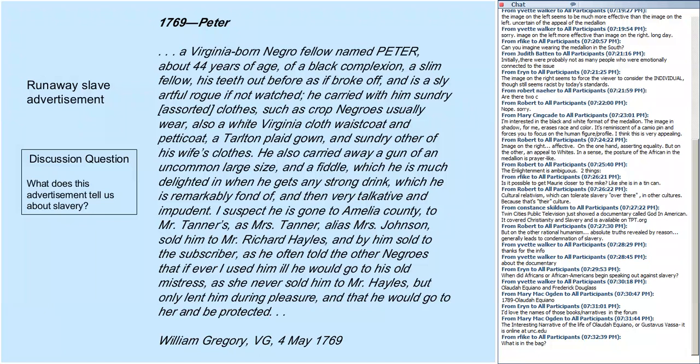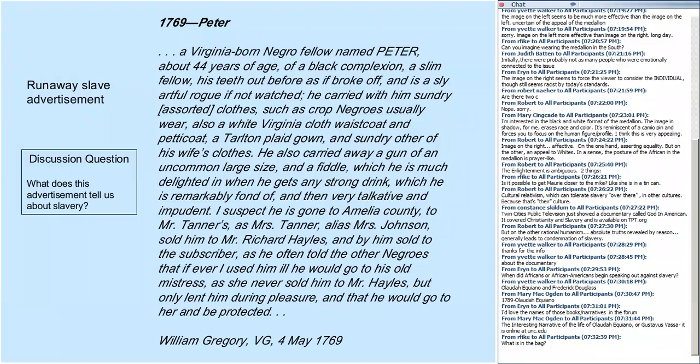And then he carried with him sundry assorted clothes, and I noticed that one of you asked what's in the bag. Well, usually in most of these slave advertisements, you will find that it will describe that slaves have taken a number of changes of clothes with them. Here, he is wearing clothes such as were typically given to slaves by their owners to work in the field. He also carried a gun and a fiddle. And then it says that he's very talkative and impudent.